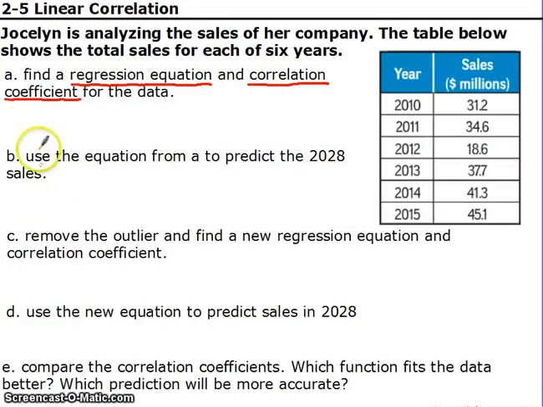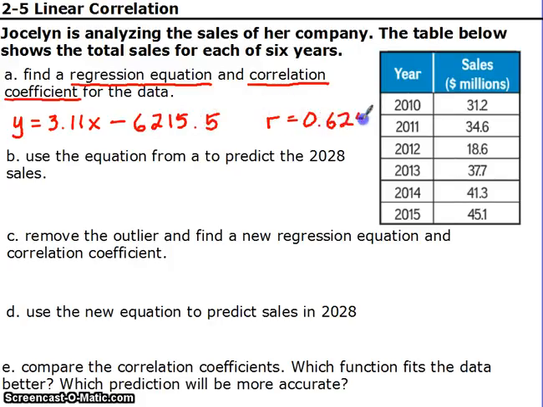So let's write down our equation. We have y equals 3.11x minus 6,215.5. Then our correlation coefficient was 0.625. All right, letter B, use the equation to predict. This is huge. This is why we do this sort of thing, is so we can make predictions. 2028. All right, so 13 years after this table ended, what are our sales going to be if this trend continues? Okay, so basically 2028 is a year, which means it's an x value.